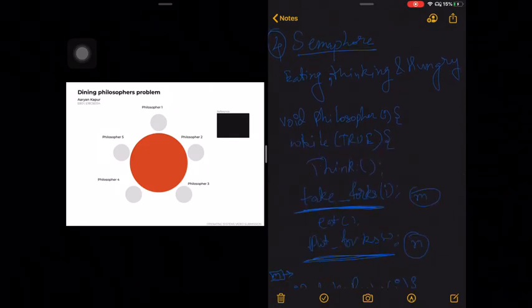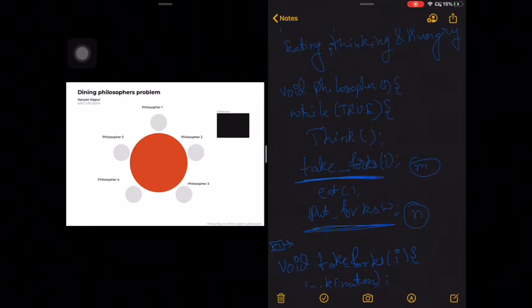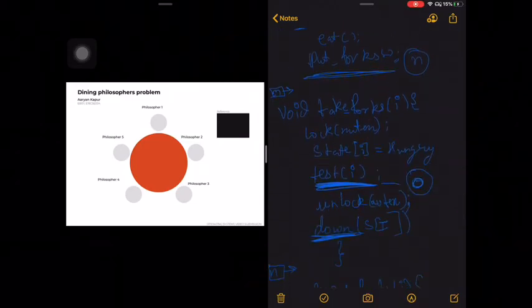What happens is semaphores divide these activities into three: thinking, becoming hungry, and then eating. So once the philosopher starts, while the conditions are met, they start thinking. Then they pick up the forks, they eat, and then they put down the forks. Now, take forks and put forks are separate functions that I'll be defining in the M and the N category. So we first go to the M, that is the take forks.